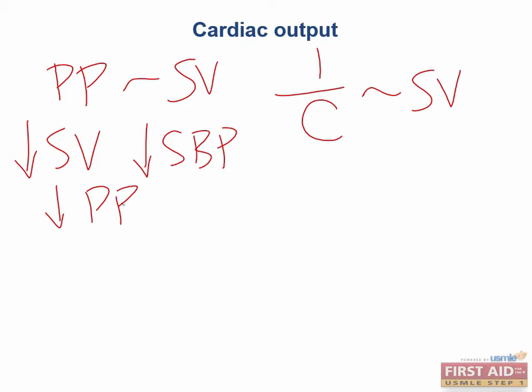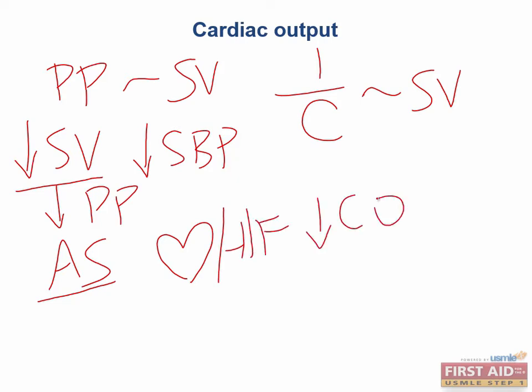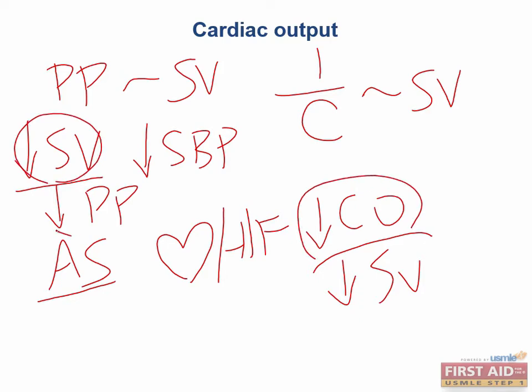So what conditions are we talking about? Well, we're talking about aortic stenosis because a stenotic valve decreases the amount of ejected blood. Another situation is cardiogenic shock or heart failure. Both have severely decreased cardiac output because they have a decreased stroke volume, and this is reflected in the decreased pulse pressure. A decrease in stroke volume because of a decrease in cardiac output leads to a decrease in pulse pressure. Remember, pulse pressure is systolic minus the diastolic.